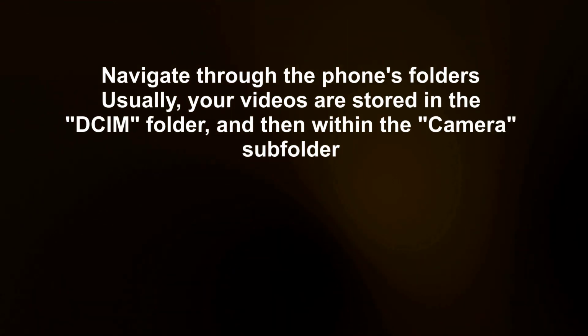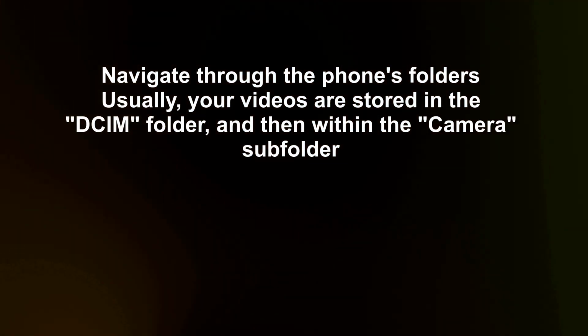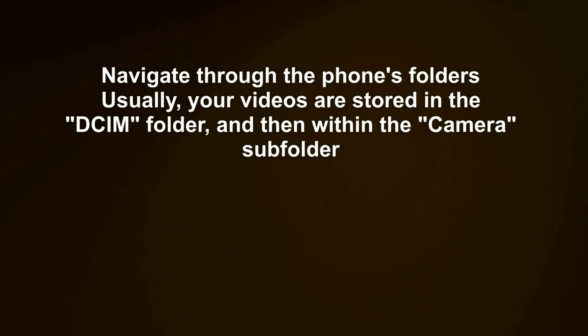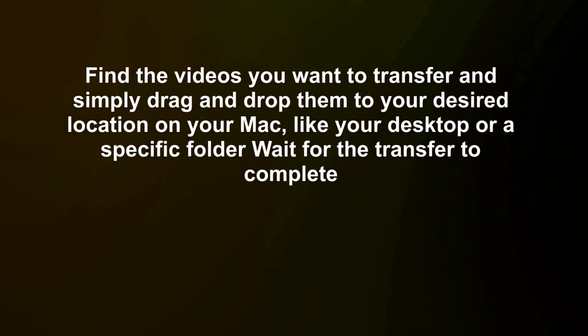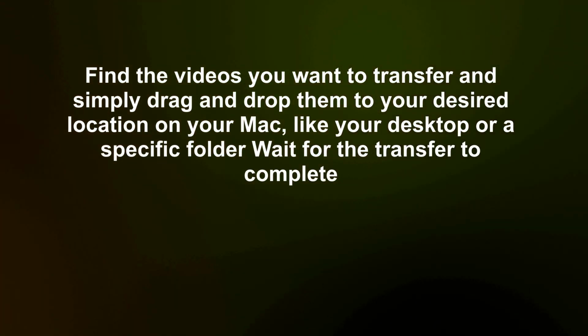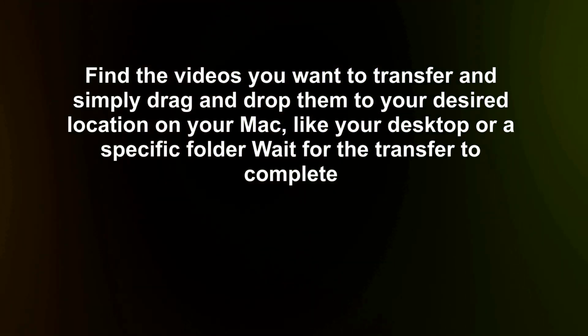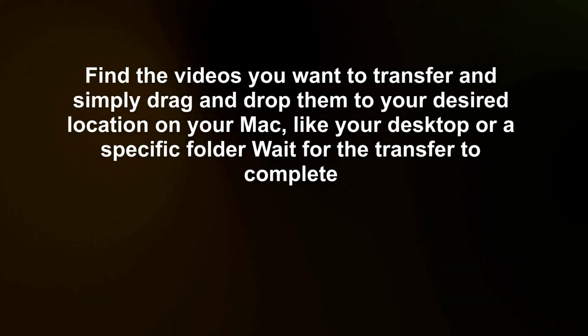Click on it. Navigate through the phone's folders. Usually, your videos are stored in the DCIM folder, and then within the camera subfolder. Find the videos you want to transfer and simply drag and drop them to your desired location on your Mac, like your desktop or a specific folder. Wait for the transfer to complete.